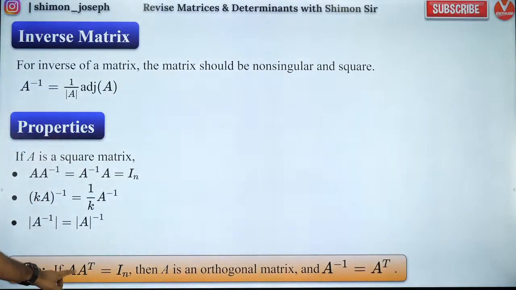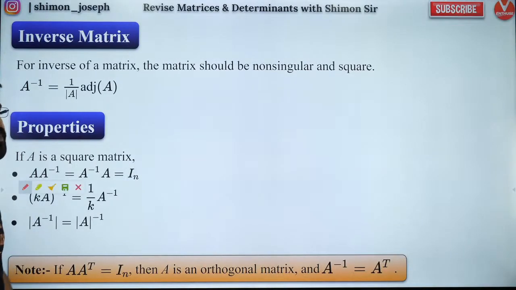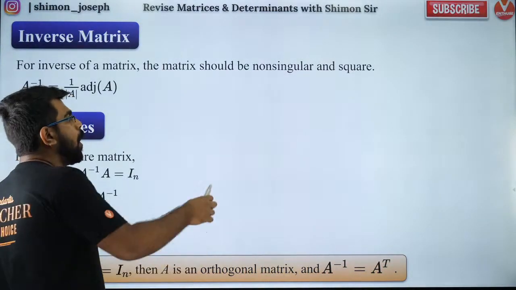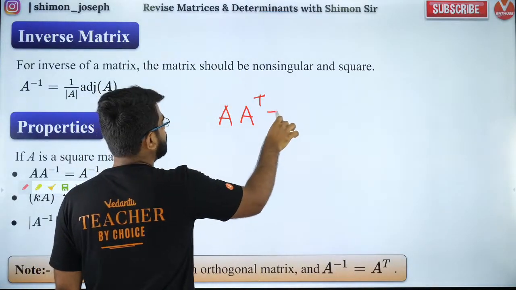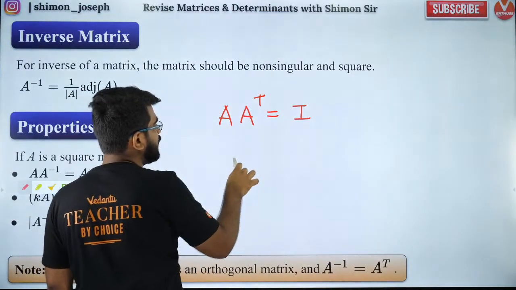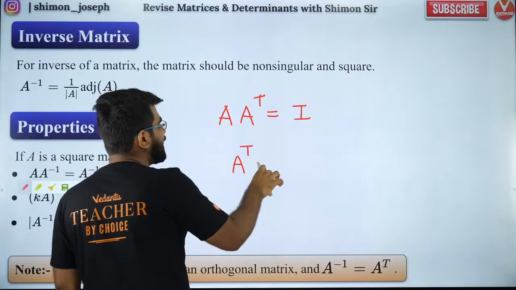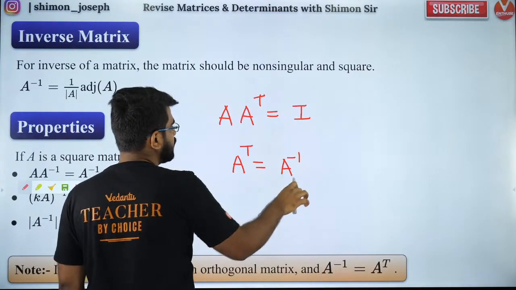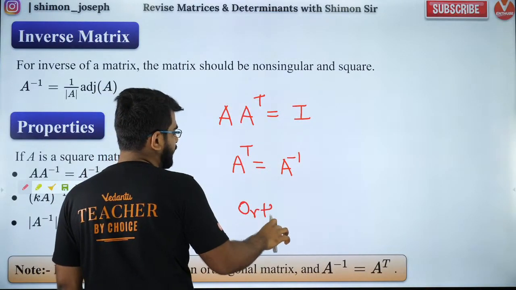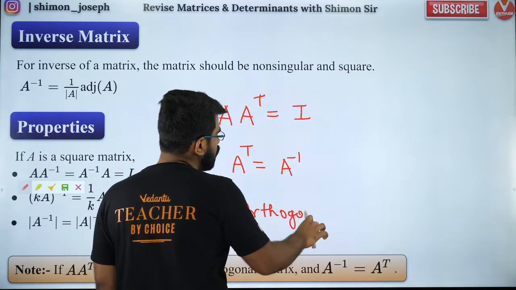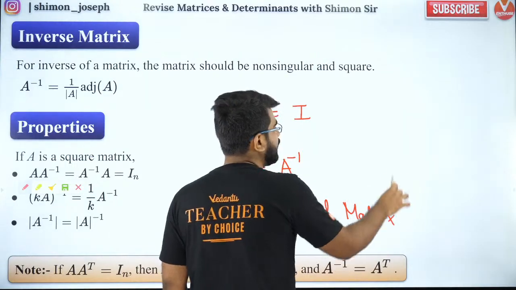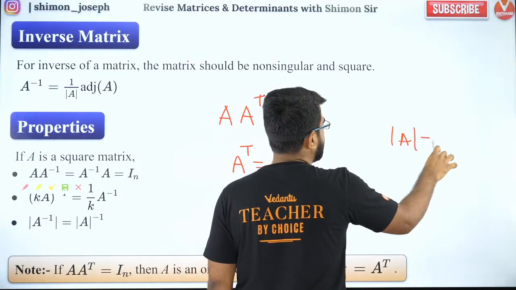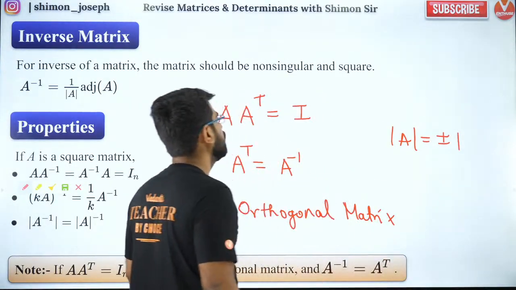The last point is very important. It is a special type of matrix called an orthogonal matrix. So whenever you have A into A transpose is equal to I, then I can say my A transpose is A inverse. That means it is an orthogonal matrix. So whenever you have an orthogonal matrix, please remember the determinant of A will be either plus or minus 1.